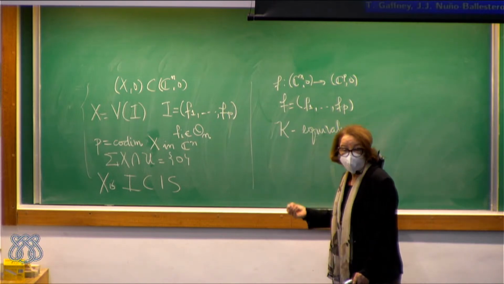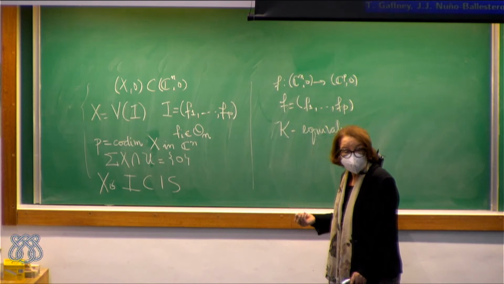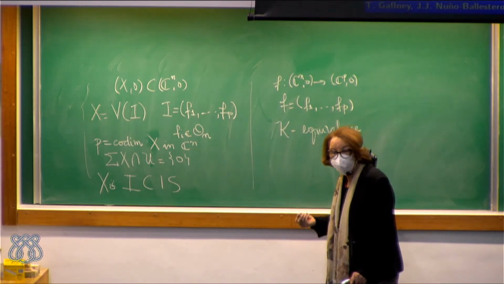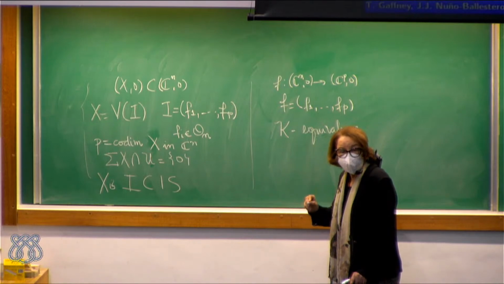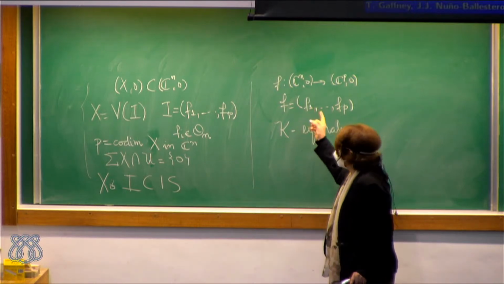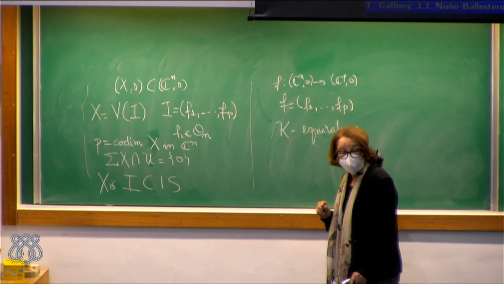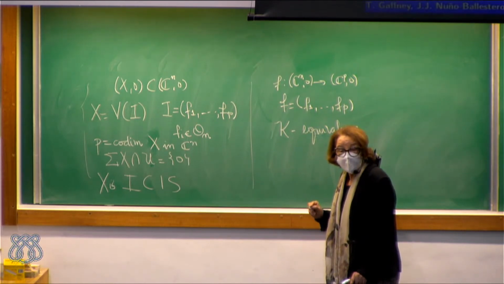And Roberta gave the geometric criterion of finite determinacy. She said that a complex germ is K finitely determined if and only if the restriction to the singular set is proper and with finite fibers.